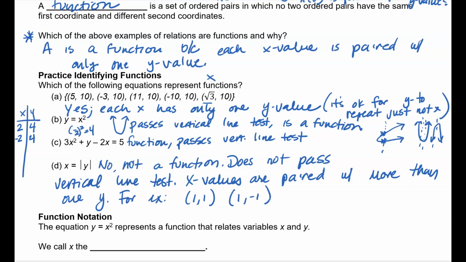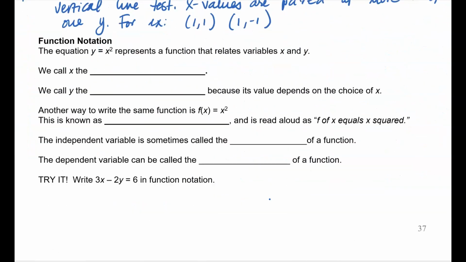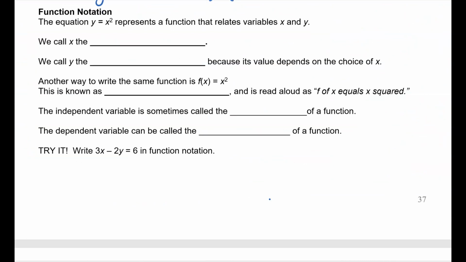Okay, so we're going to go to the next part now, and we're going to talk about function notation. This is something that you may have seen before, and I think it almost looks more confusing than it is. Function notation is when you see a function, instead of an equation like y equals x squared, if it's written f of x equals x squared, then this is called function notation.